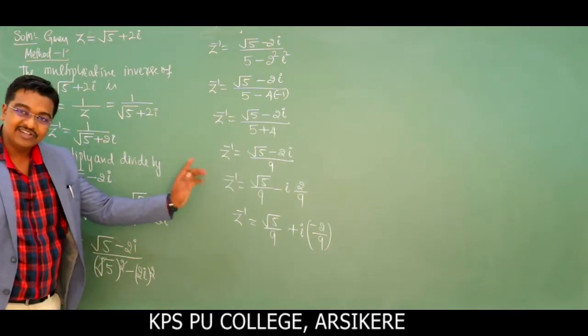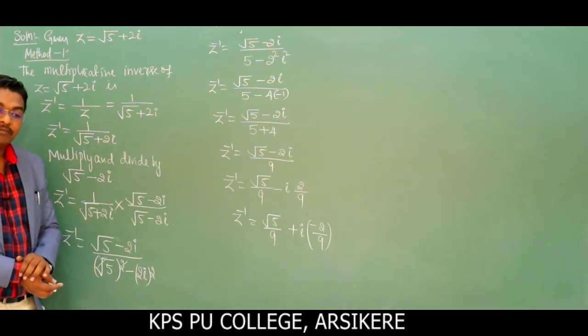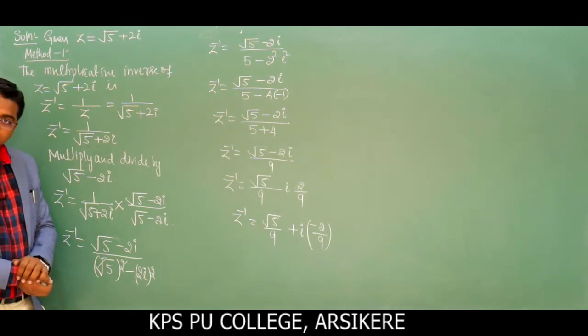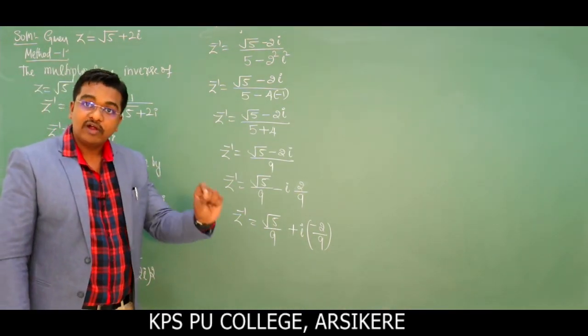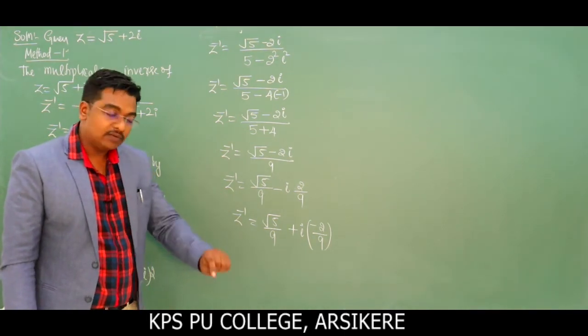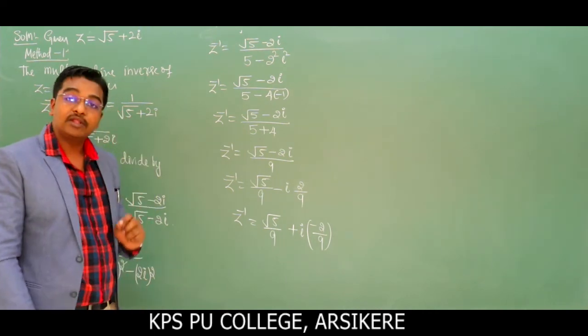So the imaginary part is minus 2 by 9 and the real part is root 5 divided by 9. This is the method to find the inverse, or multiplicative inverse, of the given complex number. So what about method 2?